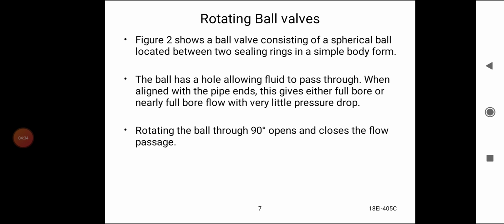Rotating the ball through 90 degrees opens and closes the flow passage. Whenever the hole is aligned with the pipe, fluid is allowed to flow at maximum with little pressure drop. But when it is turned through 90 degrees, it does not allow the fluid to pass.